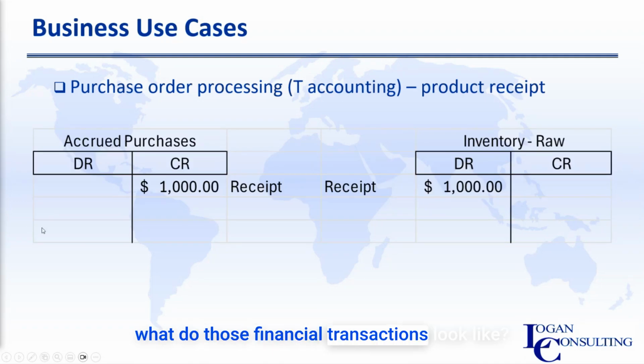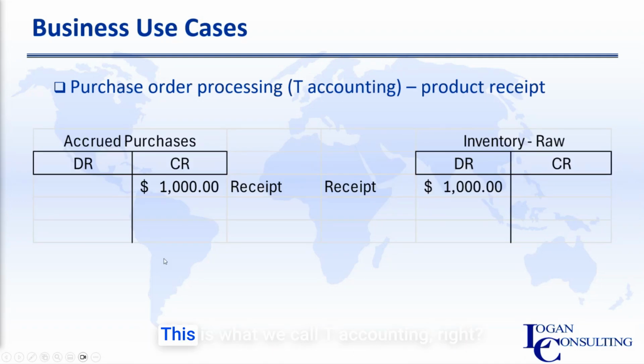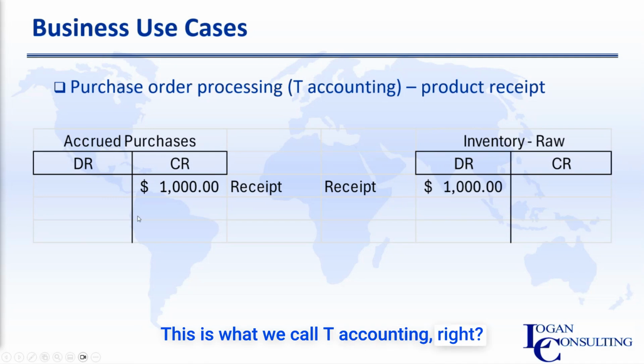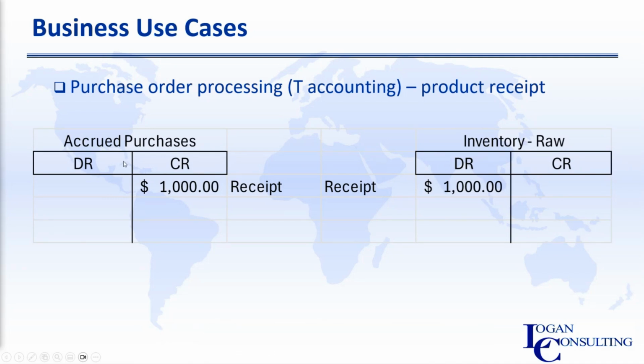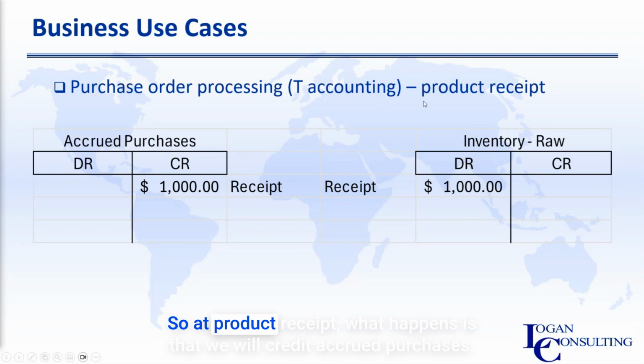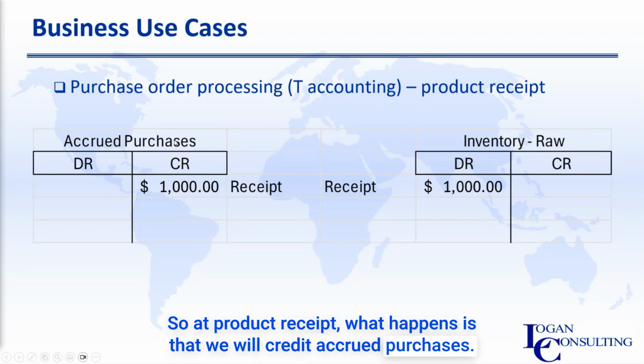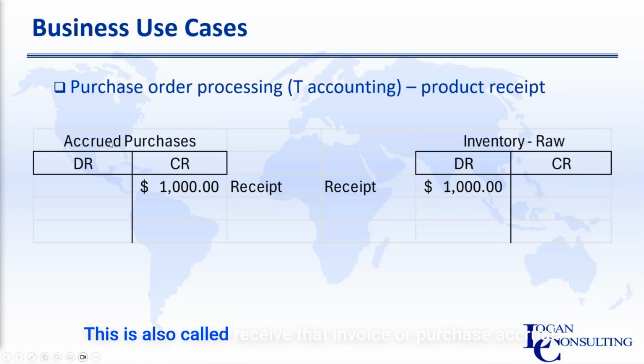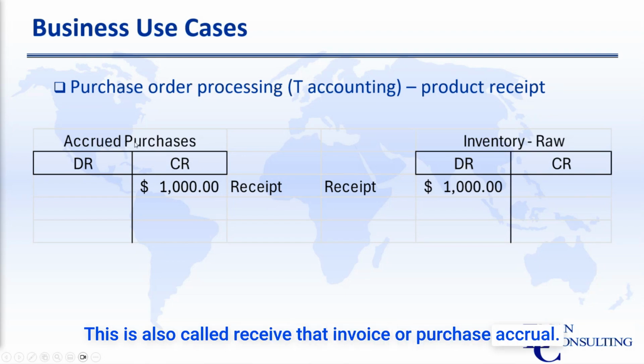What do those financial transactions look like? This is what we call T accounting, right? So you can see the T right here. This is my accrued purchases account, and I have my inventory, my raw inventory ledger account. So at product receipt, what happens is that we will credit accrued purchases. This is also called received on invoice or purchase accrual.